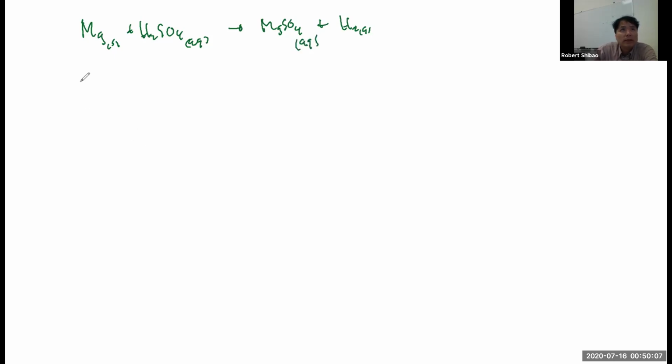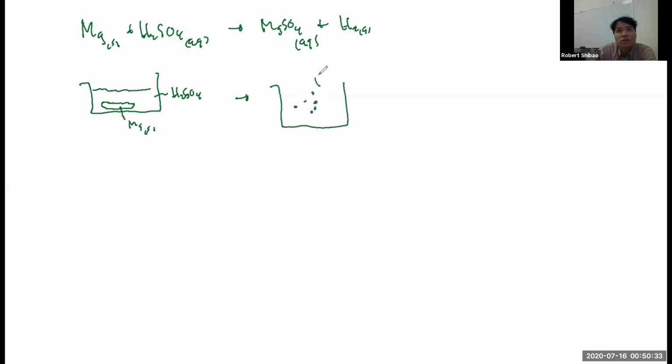And so basically, this is the way I can visualize it. Over here, I'm going to take some magnesium solid, and I'm going to mix it with some H2SO4 solution. And then in the end, I'm going to have some hydrogen gas. This is going to effervesce, and so I'm going to have bubbles of H2 gas form. Those are going to escape from the water. And I'm going to have magnesium sulfate in this beaker here, and this magnesium sulfate is going to be aqueous.